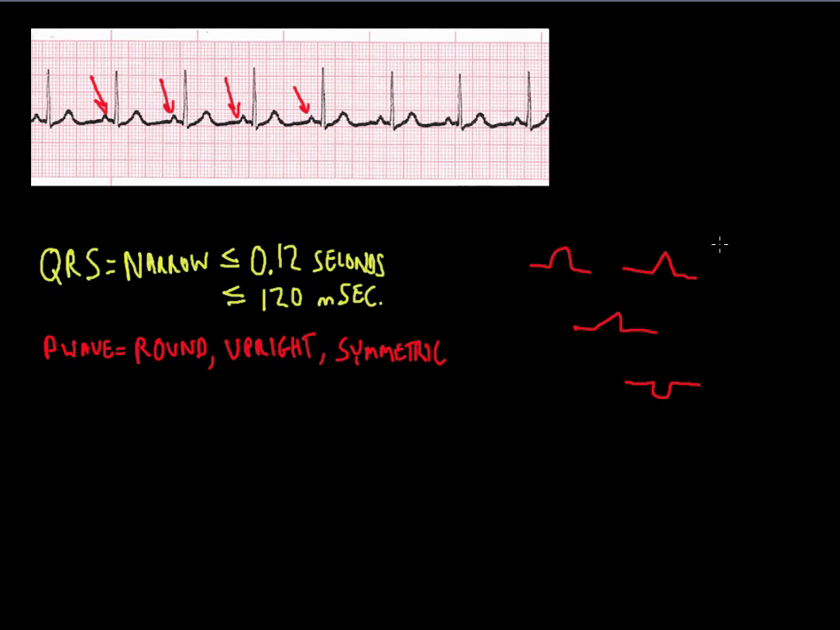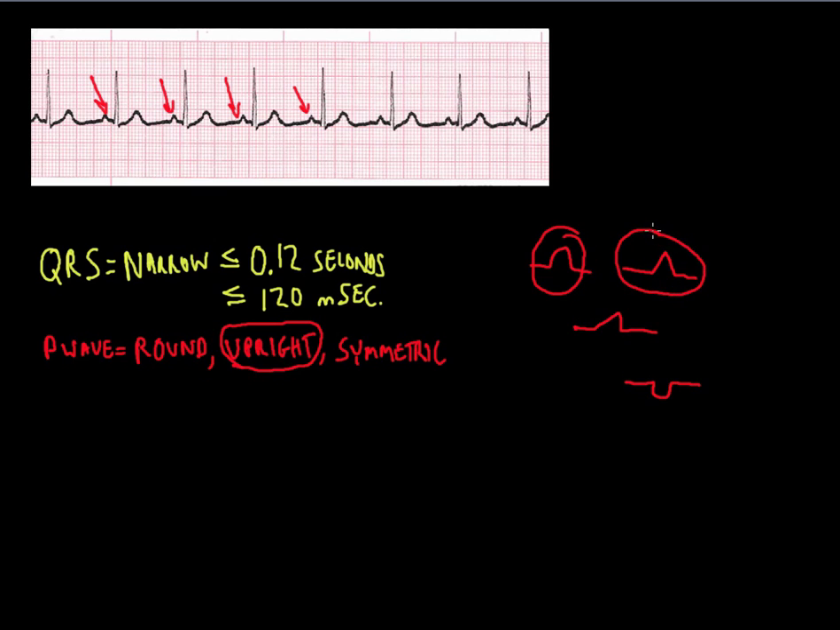The one thing that you have to qualify as a normal P wave here is that it must be upright. That is non-negotiable. So you must have an upright P wave. So of these, this one would be fine. It fits all three categories.